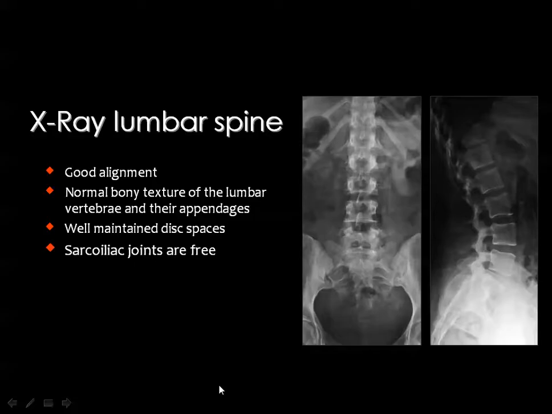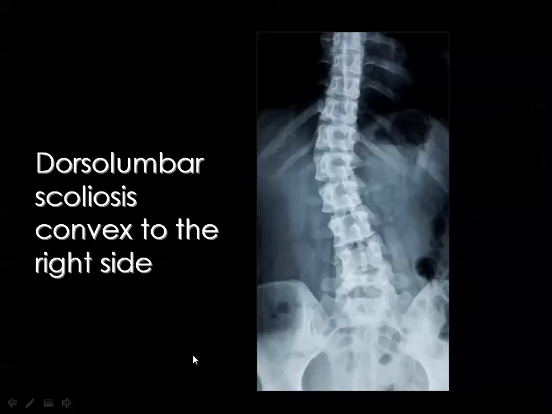And how to report the X-rays of the spine? Number one, you look for the alignment. If the curve is preserved, then you say good alignment or preserved lumbar lordosis. Then you look for the bone density, and if the density is good, then you say normal bony texture of the lumbar vertebrae and their appendages. Then you assess the width of the disc spaces. If they are good, you say well-maintained disc spaces. Finally, you look for the sacroiliac joints, and if they are normal, you say sacroiliac joints are free.